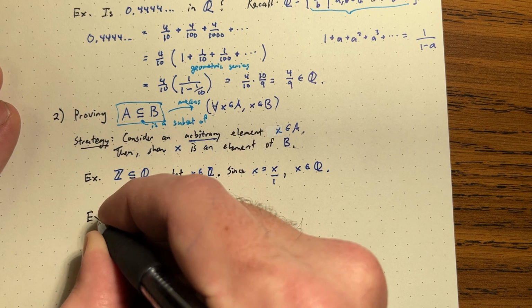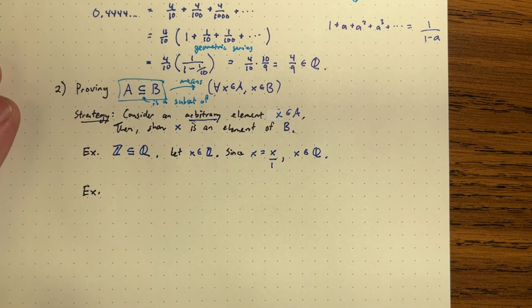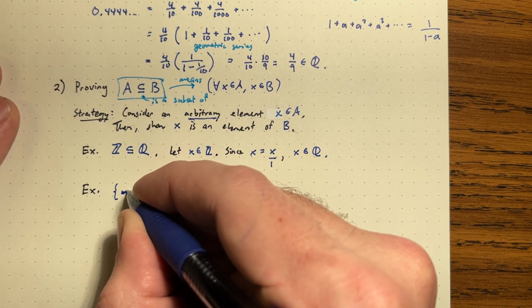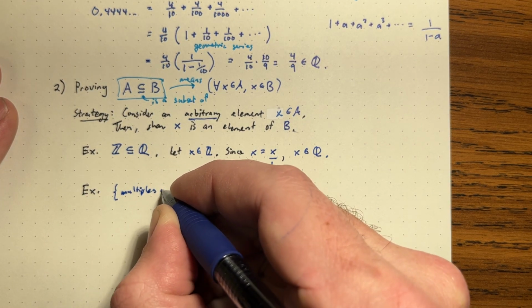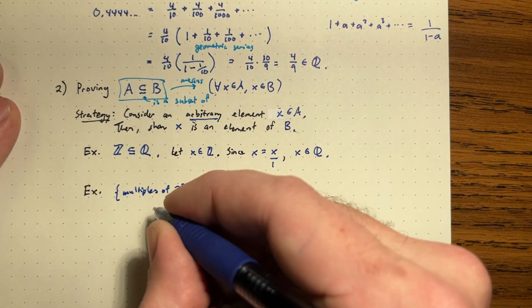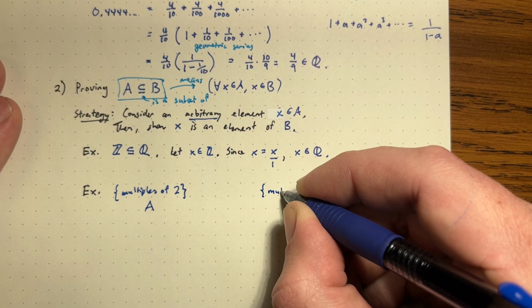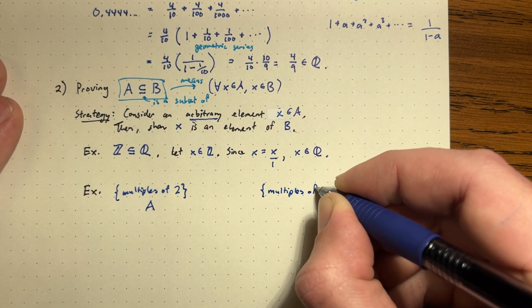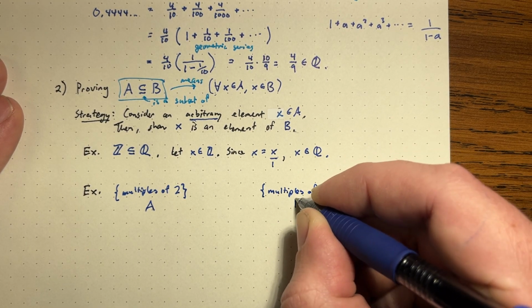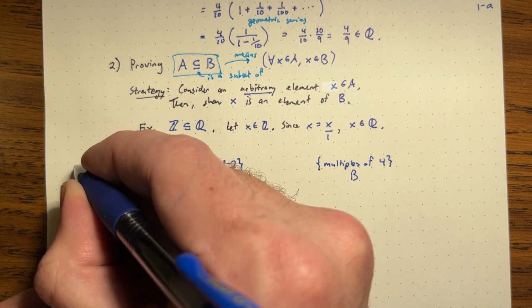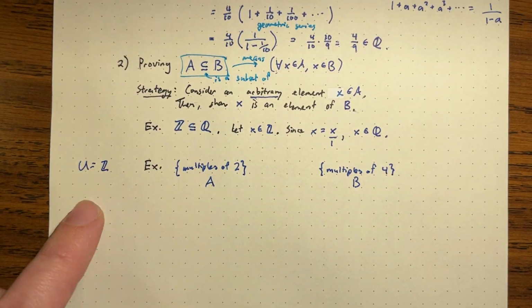Let's do another example. This takes a bit of time to get used to. In fact, I'm going to give you two sets. So my first set is going to be the multiples of 2. Let's call this one A. And then my second set is going to be the multiples of 4. And I'm claiming that one of these sets is actually contained in the other one. Can you see which one is contained? By the way, definitely talking about Z here. Our universe is the integers.